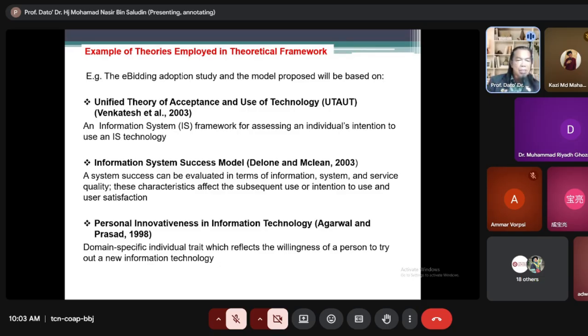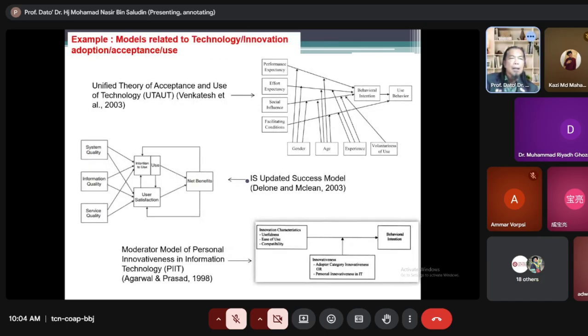And then number three, personal innovativeness in information technology, by Agarwal and Prasad, 1998. A domain-specific individual trait, which reflects the willingness of a person to try out the new information technology. That is related to the theoretical framework, the e-bidding adoption study and the model proposed based on these three theories.